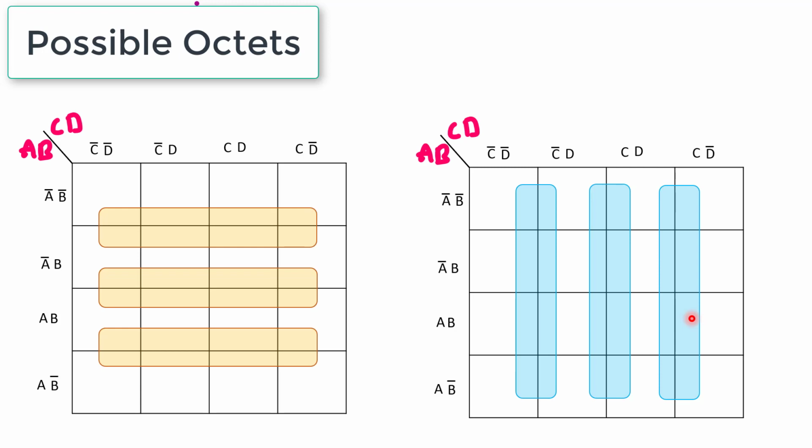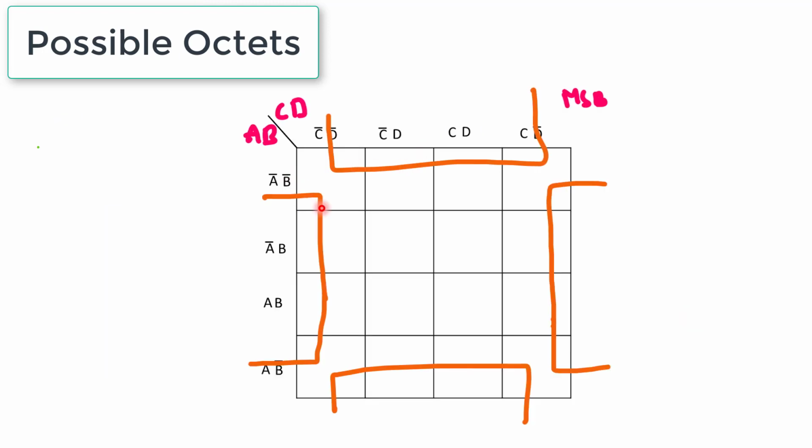Along with that there is another possibility. Suppose you have one here, one here, one here, one here, and similarly another 4 ones here. You can form this 4 on this side and this 4 on this side as an octet. Similarly this 4 and this 4 also make one octet. So these are all possible octets in a 4 variable K-map.